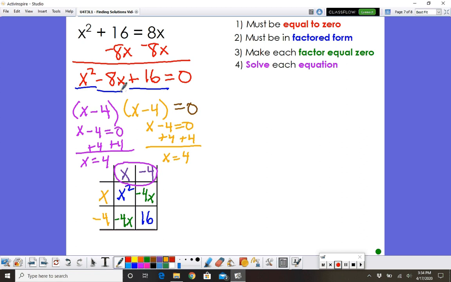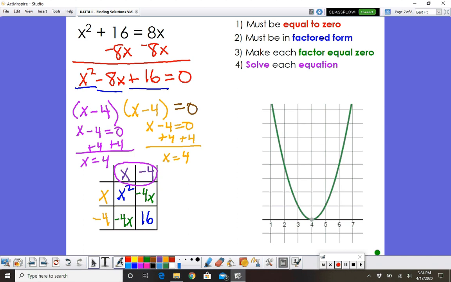Both of these factors are the same, which means both of my solutions are going to be the same. If you think about what that means, hopefully this graph will make sense to you. We only have one solution because both of our solutions here are positive 4. This is a perfect square. Okay, we haven't talked about perfect squares in a while, but when you have a perfect square, it's going to touch your x-axis in only one spot. There's only going to be one solution to a perfect square because both of your factors are exactly the same.